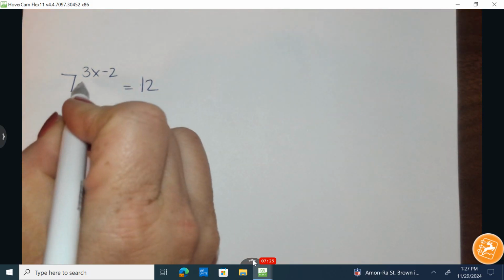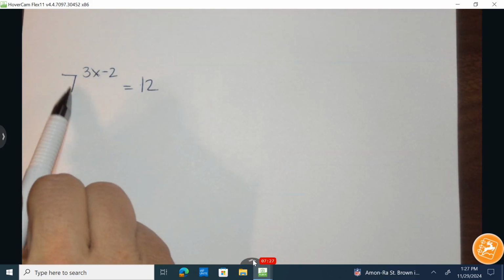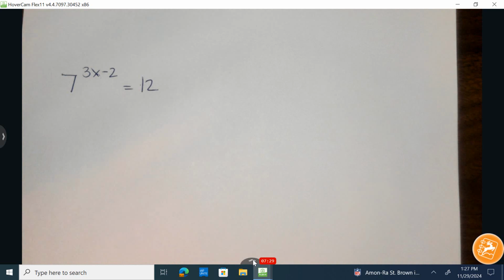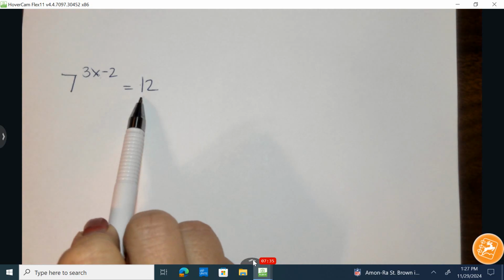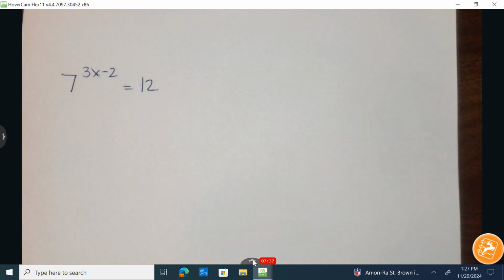Okay, same concept. I want to solve for this x. 7 to what number equals 12? I don't know. I know 7 to the first is 7. I know 7 squared is 49, and 12 is in between 7 and 49. So it's 1 point something, but what is the value?